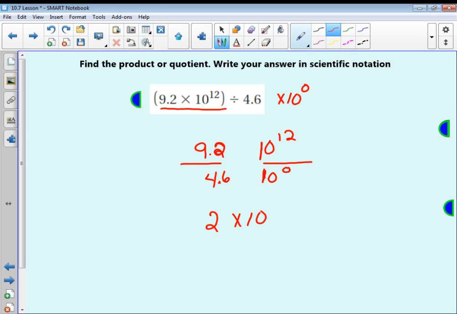Remember, way back at the beginning of the chapter when we worked with division, we would bring this up and subtract. So 12 minus 0 gives us 12. This would be our final answer.